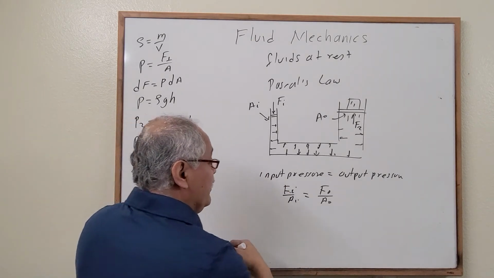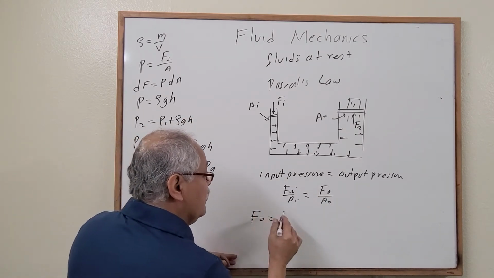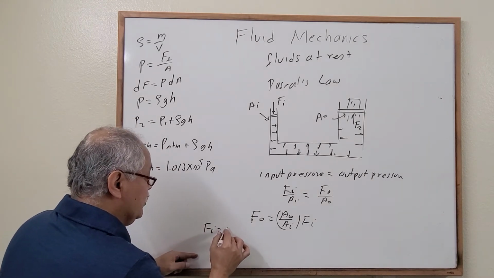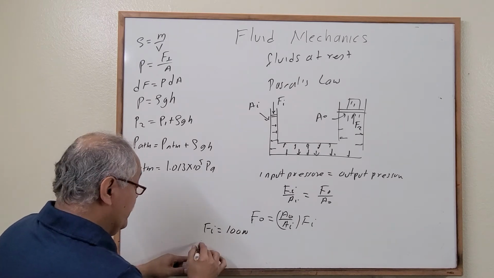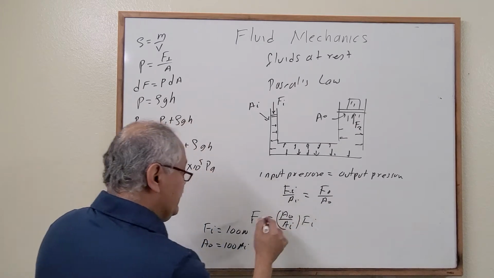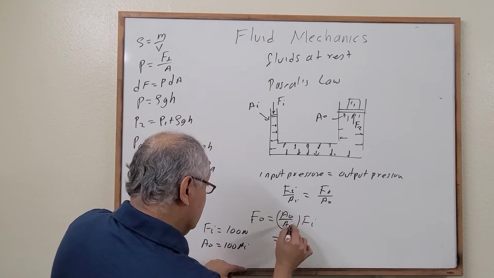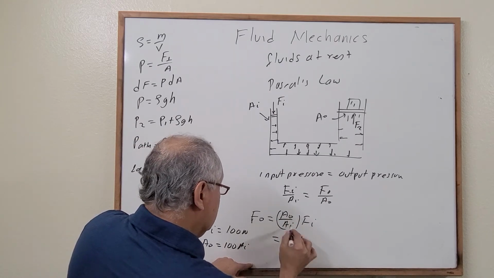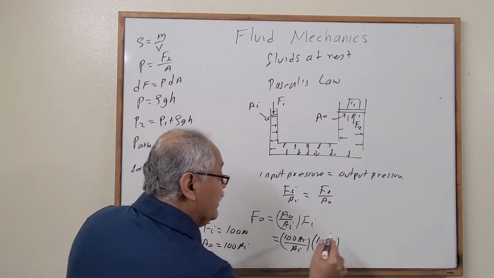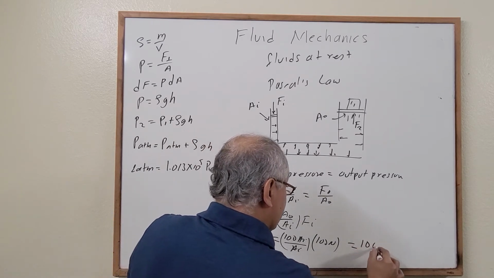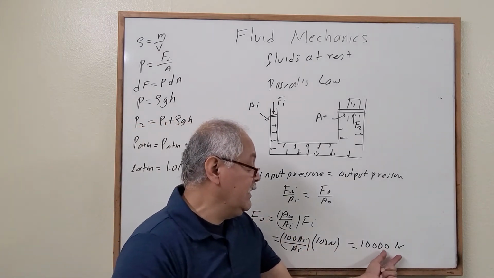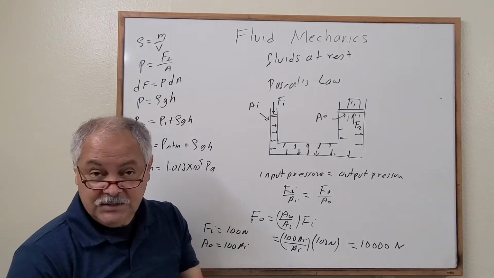For example, let's see what happens when we're looking for the output force. The output force is equal to output area divided by input area times the input force. Let's do one example. Imagine that the input force is equal to 100 newtons, and the output area is equal to 100 times the input area. Substituting these values, it's 100 (output area over input area) times 100 newtons. When we multiply this, we get 10,000 newtons. See, with 100 newtons, we can create 10,000 newtons. So we are multiplying forces like a simple machine.